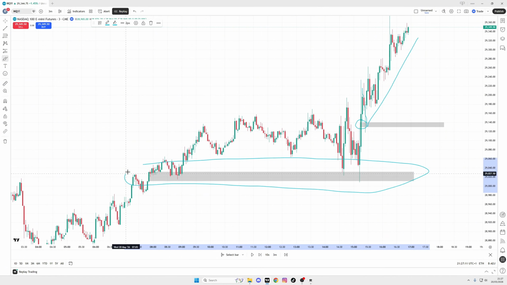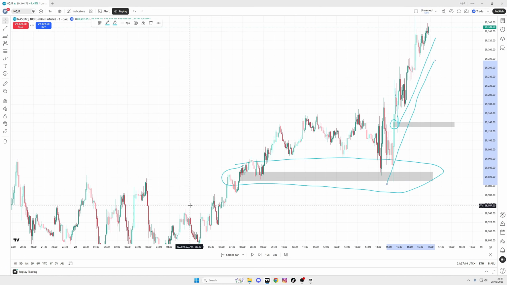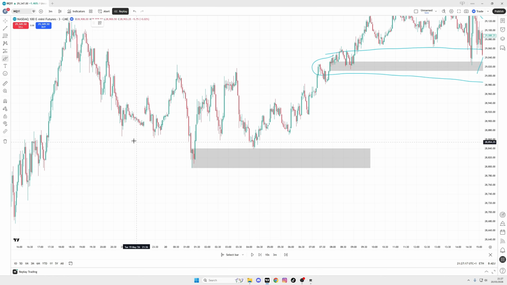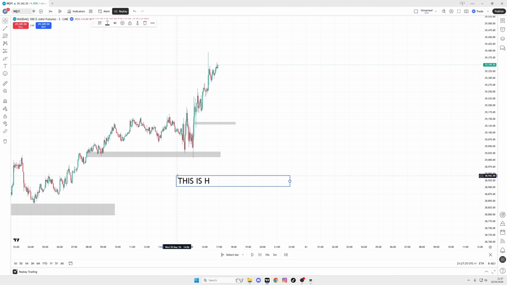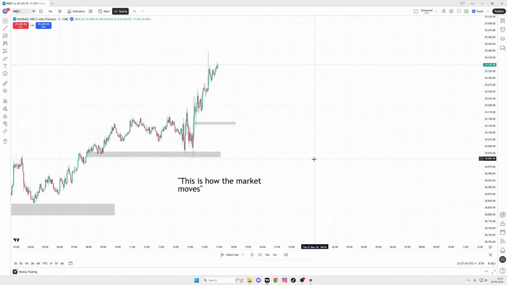Support holds perfectly. An order block reacts cleanly. So naturally, the trader starts trusting the setup more and more because it feels like they finally found something consistent to follow. But then something confusing starts happening.